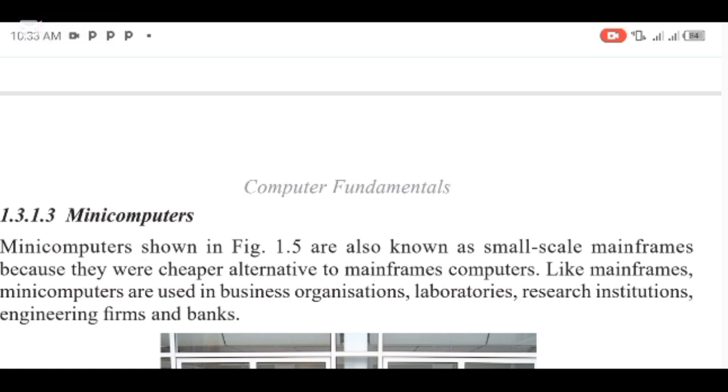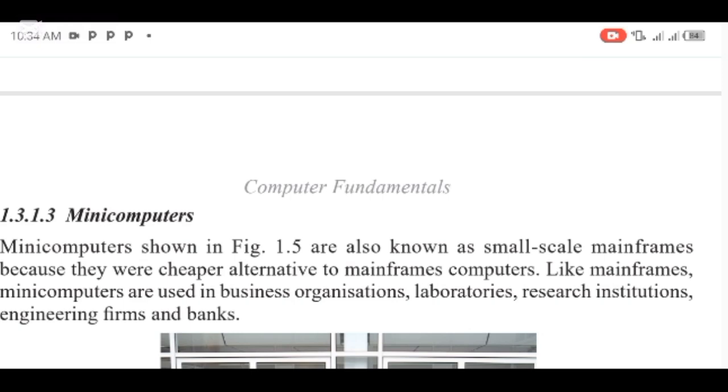The third one is minicomputers. Minicomputers are also known as small-scale mainframes because they were a cheaper alternative to mainframe computers. It means a minicomputer is also cheap like a mainframe, but cheaper than a mainframe. You see here they said that like mainframes, minicomputers are used in business organizations, laboratories, research institutions, engineering firms and banks. A minicomputer is smaller than a mainframe computer and cheaper than a mainframe computer.